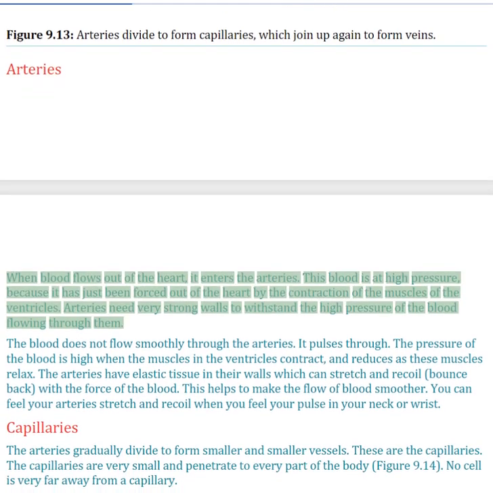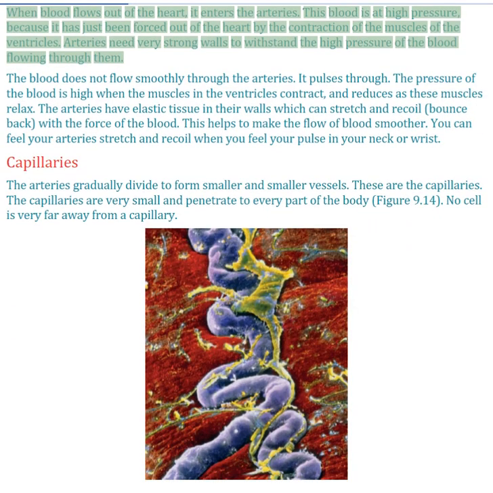Arteries. When blood flows out of the heart, it enters the arteries. This blood is at high pressure, because it has just been forced out of the heart by the contraction of the muscles of the ventricles. Arteries need very strong walls to withstand the high pressure of the blood flowing through them.